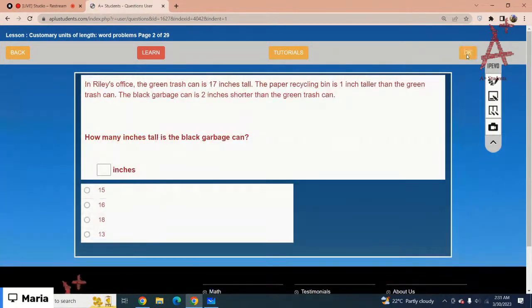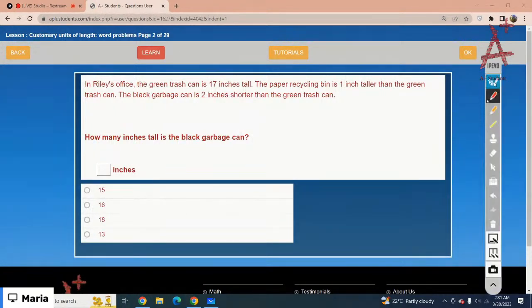In Relay's office, the green trash can is 17 inches tall. The paper recycling bin is 1 inch taller than the green trash can. The black garbage can is 2 inches shorter than the green trash can. How many inches tall is the black garbage can? So you need to calculate the length of the black garbage can.